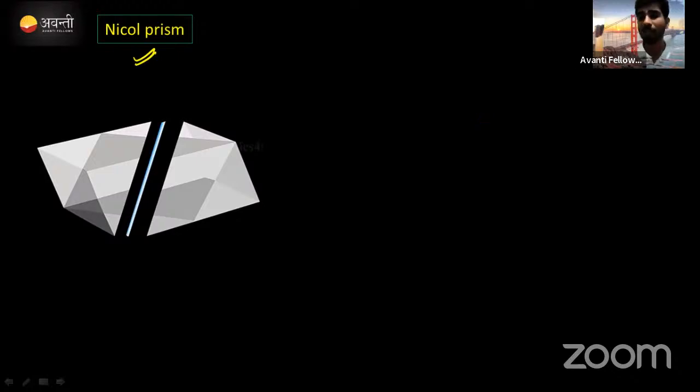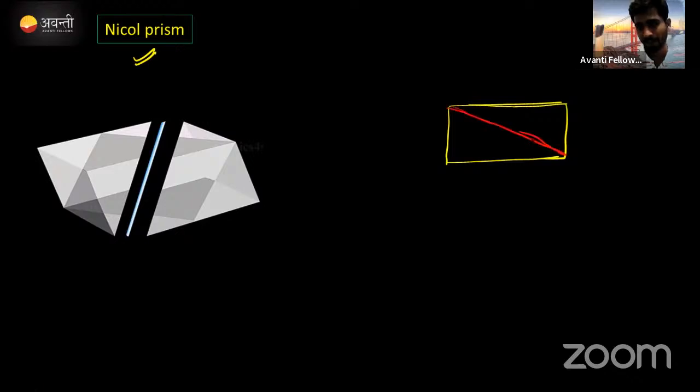Each prism has an angle of 68 degrees. How much? 68 degrees. Look here. If you consider a prism, it has 3 sides, right? Just imagine it's a 2D prism. This angle is there, no? This angle will be 68 degrees on both sides. How much? 68 degrees.